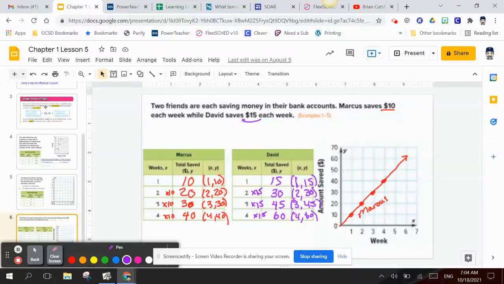So again, I start at 0. I go over 1, up to 15. That's about halfway there. Start at 0, over to 2, up to 30. Start at 0, over to 3, up to 45. And start at 0, over to 4, up to 60.